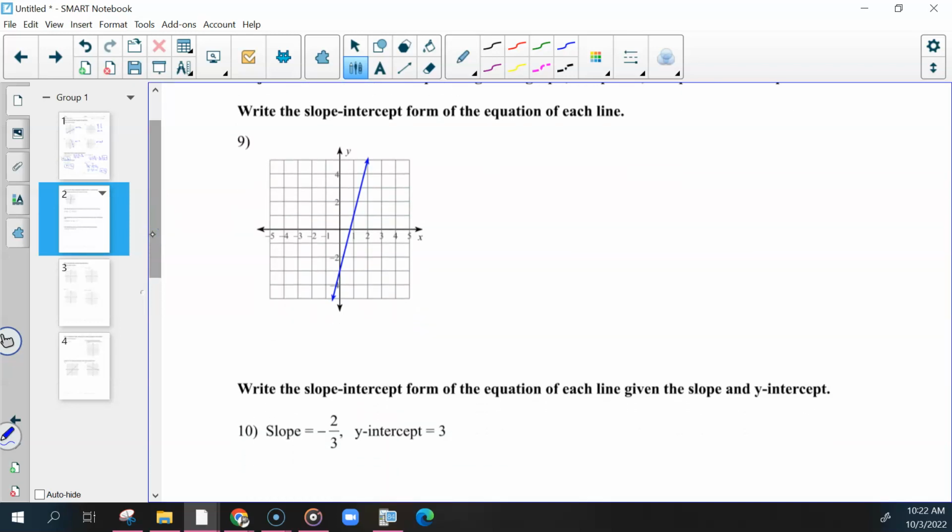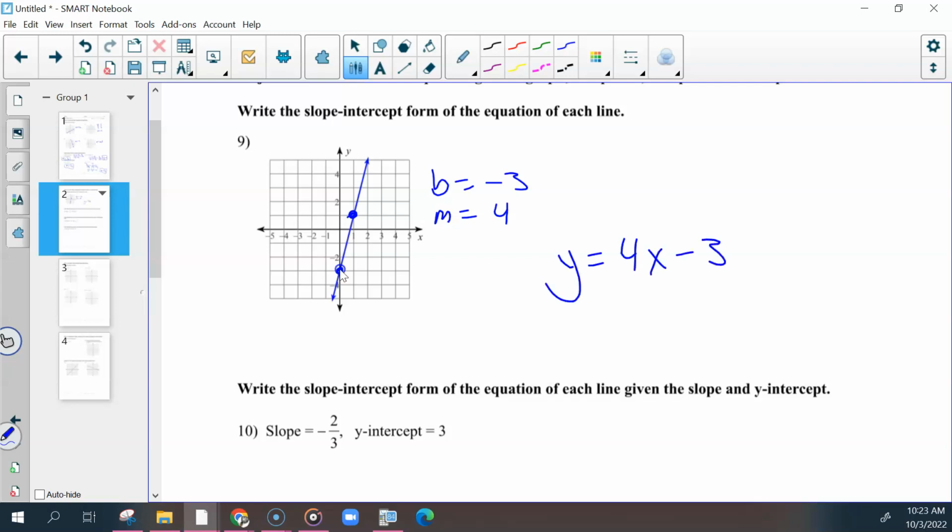For number 9, you had to find your slope and y-intercept to write it in the slope-intercept format. Your y-intercept here was at -3. Your slope was +4. So your equation should have been y equals 4x minus 3. That was worth 2 points, getting the slope correct and the y-intercept correct.